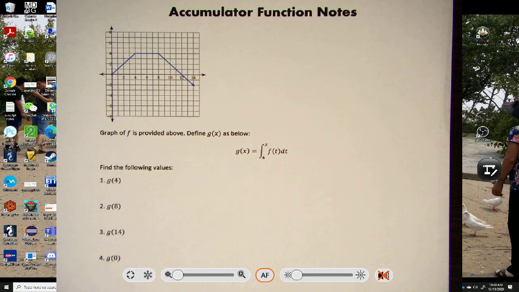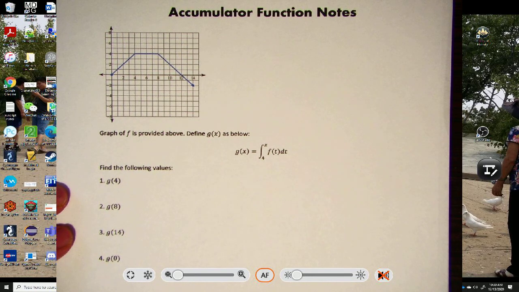Alright, these are the accumulator function notes. I would use this, I don't know, near the end of section 4.4. Definitely before the super sheet. Alright?